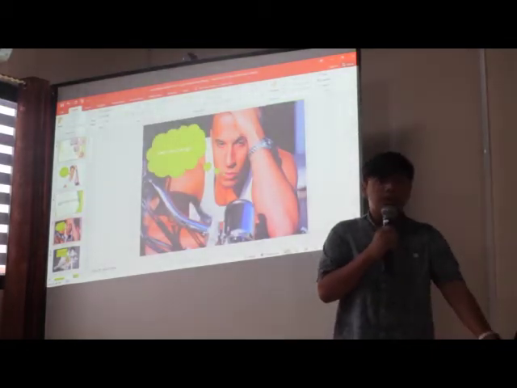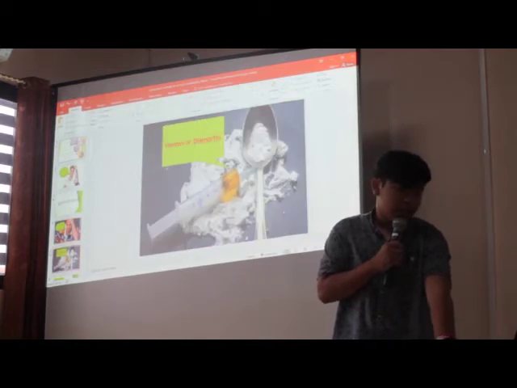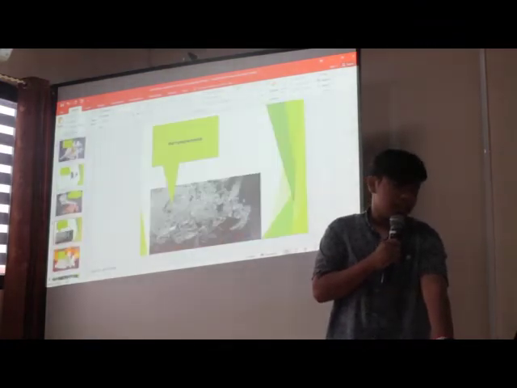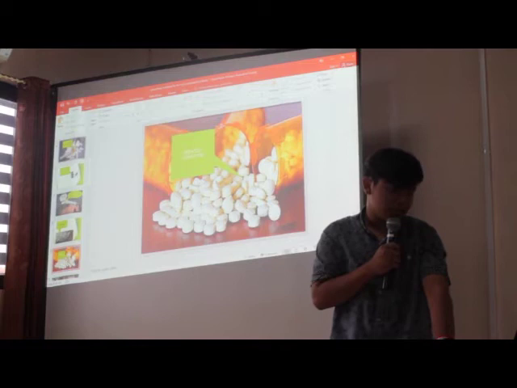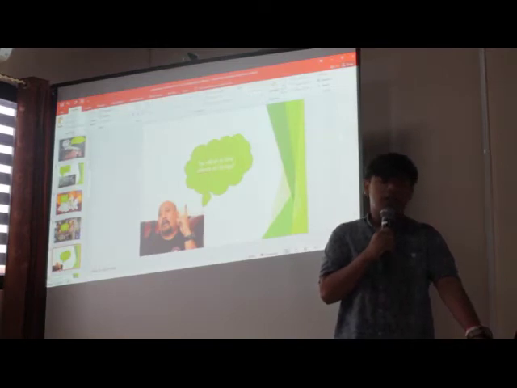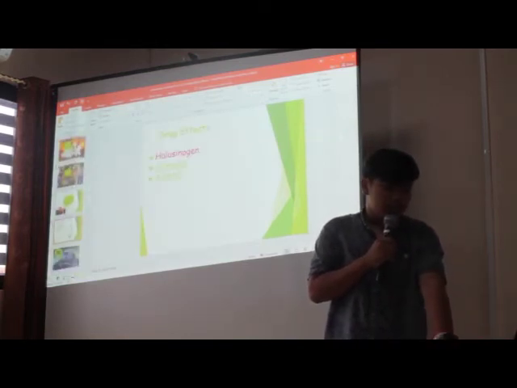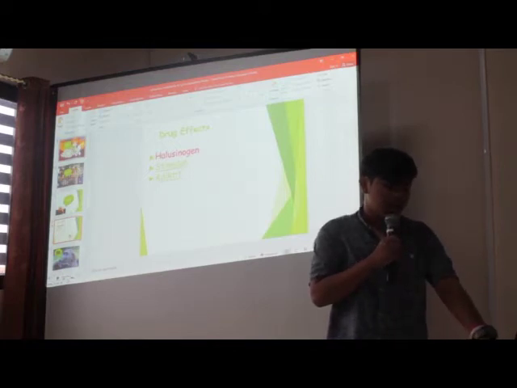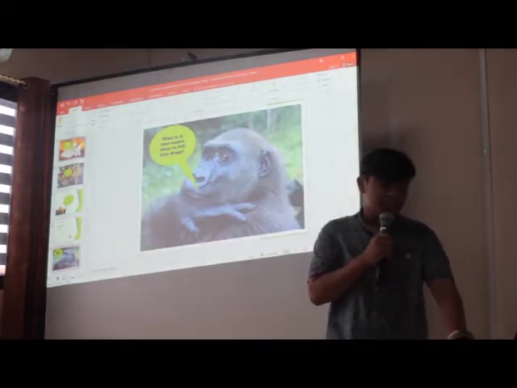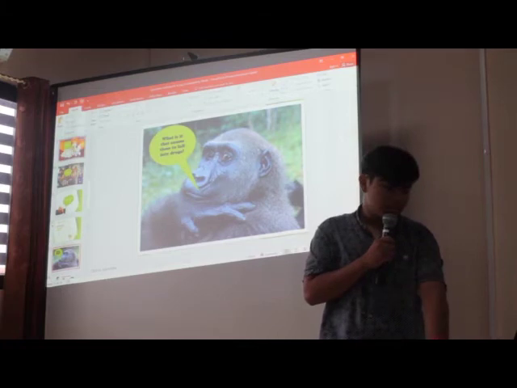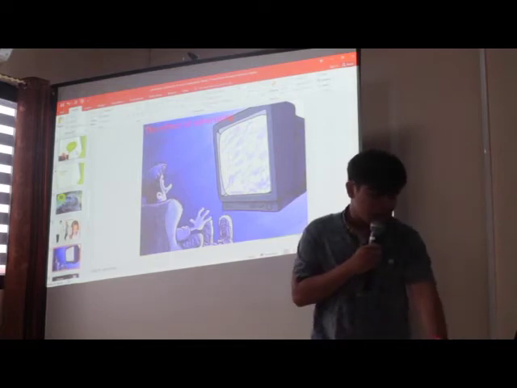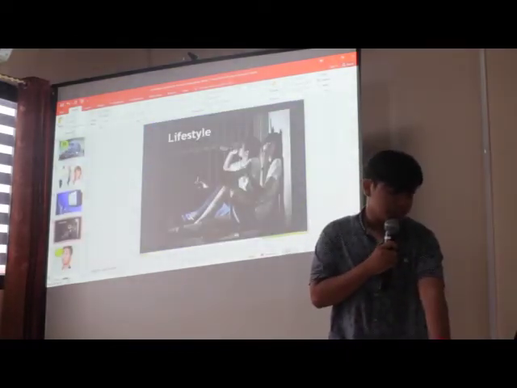Next, what kinds of drugs are there? Heroin, morphine, cocaine, methamphetamine, sedative hypnotics, and alcohol. So, what are the effects of drugs? The effects are hallucinogenic, stimulant, and addictive. What causes people to fall into drugs? Broken home, and the effect of an unrestrained lifestyle.